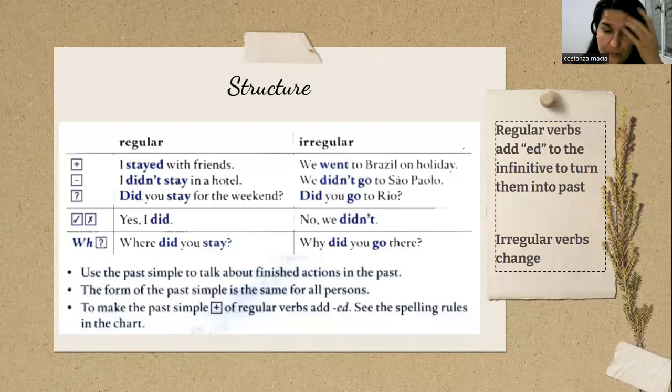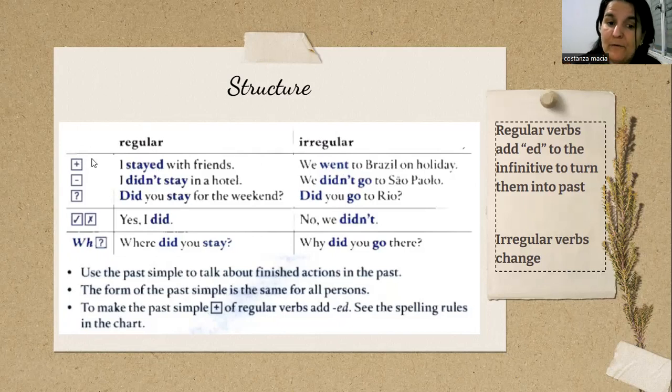There are two kinds of verbs in English, regular and irregular verbs. Regular verbs add ed to the infinitive to turn them into past. For example, stay, present, stayed, past. And irregular verbs change. For example, went, the past of go.